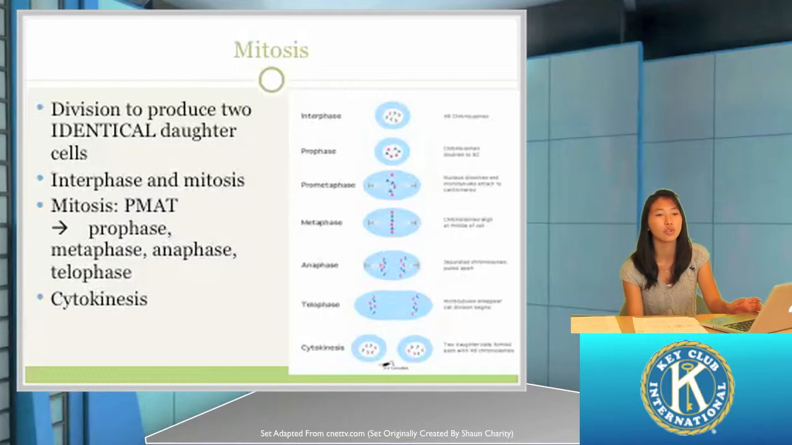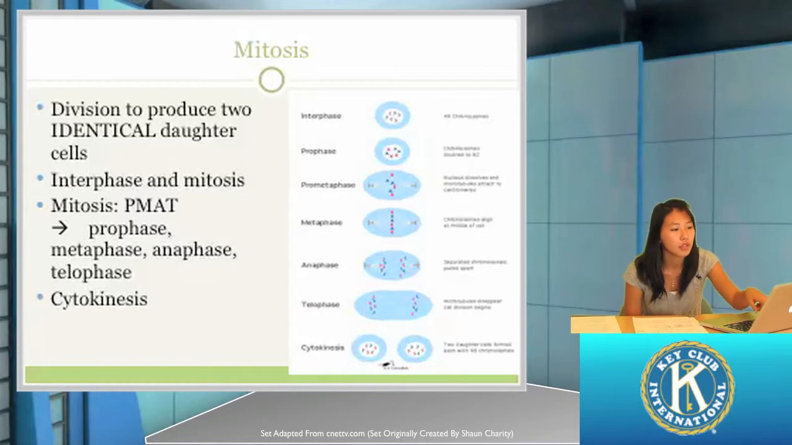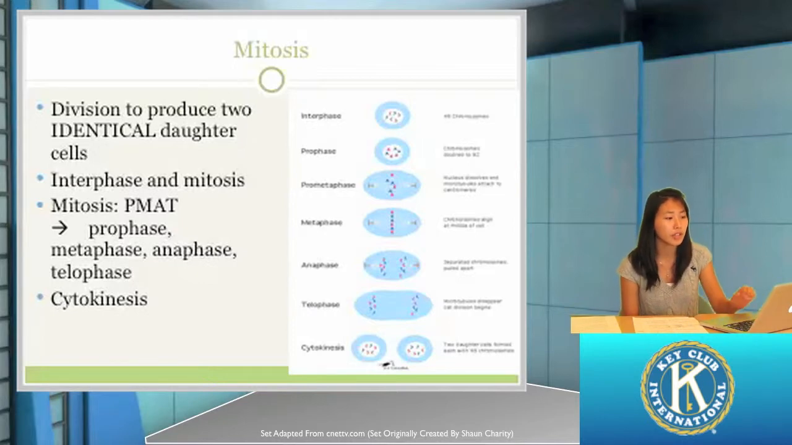and they make sure that they have all the necessary things to be able to reproduce. In mitosis, the steps are prophase, metaphase, anaphase, and telophase. An easy way to remember this is PMAT. Cytokinesis is a term used to describe the splitting of the two cells. If you see in the picture telophase, you can see that it's about to divide.